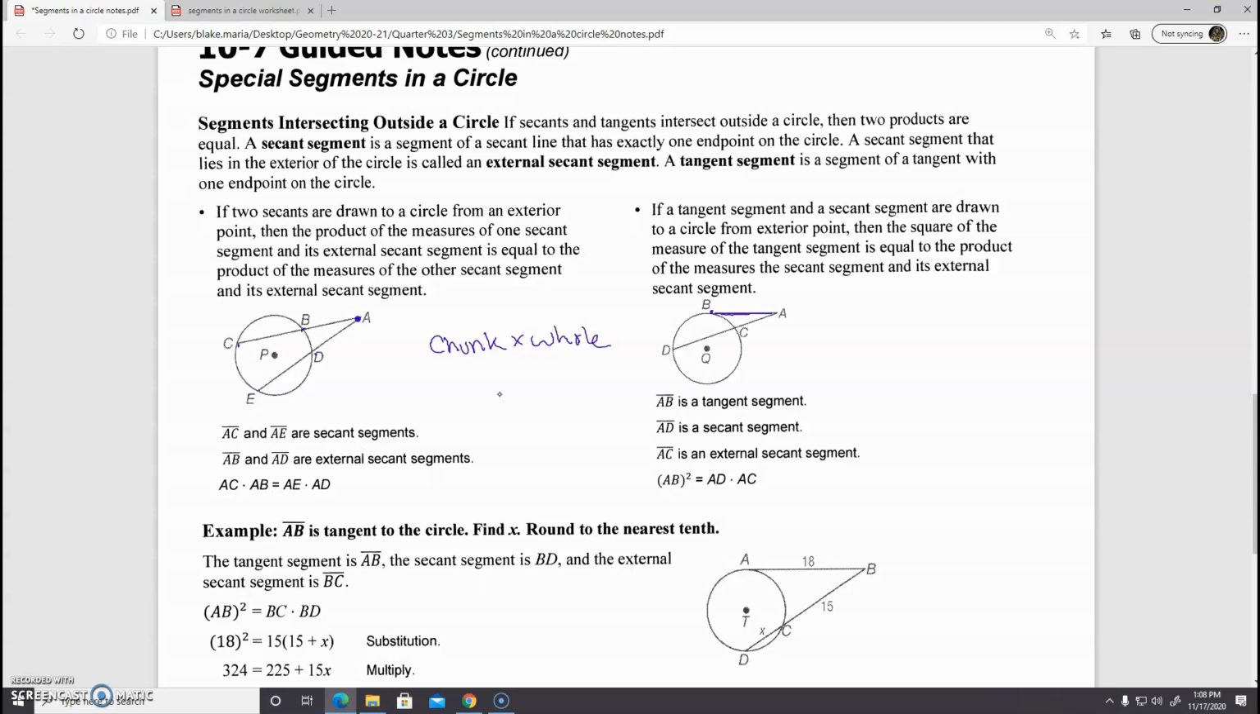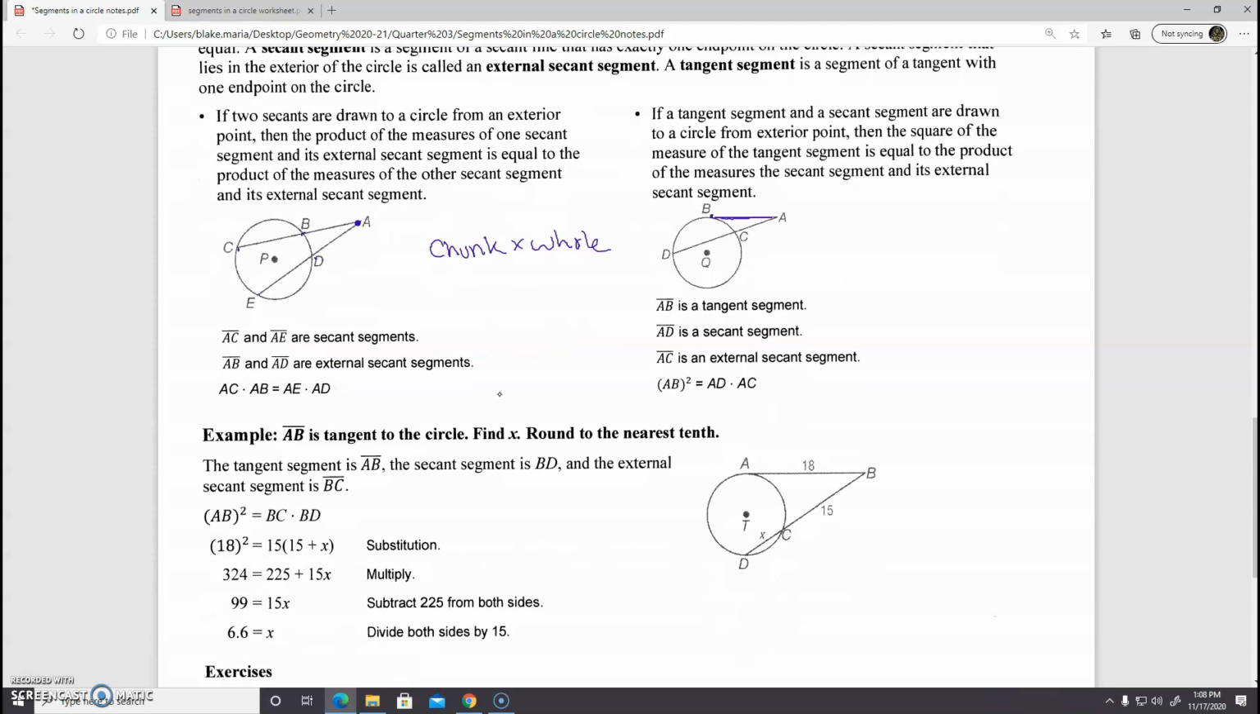So what do I mean by chunk times whole? So if you're looking in this example over here, AB is your chunk, right? AC is the whole thing. So AB chunk times whole AC. AD is your chunk, right, outside. And AE is the whole thing. So AD times AE, chunk times whole.